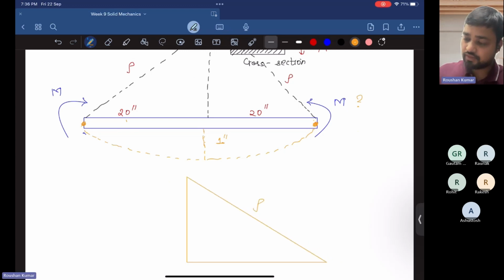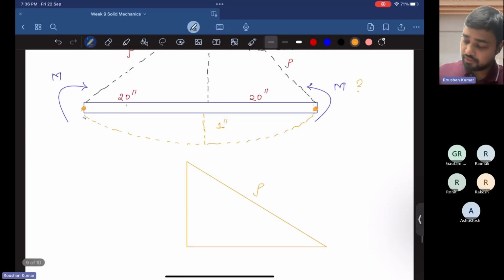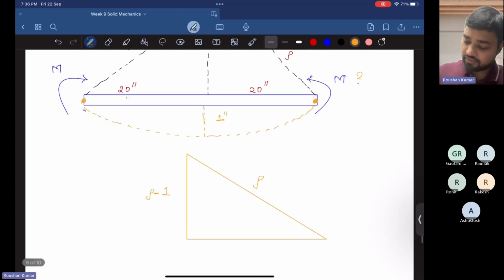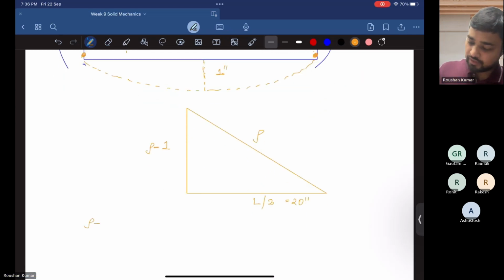We know the value of rho, and due to bending that rho becomes rho minus 1 inch. And what is the value of this? This is L by 2, which is nothing but 20 inch. We are using the Pythagoras theorem: rho minus 1 inch whole square plus L square by 4. I'm directly writing here, suppose this is delta, and we know the value of delta, that is 1 inch.